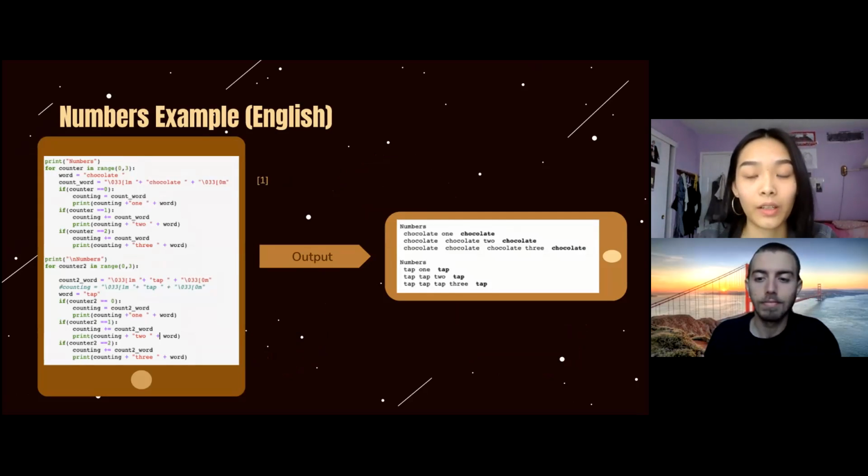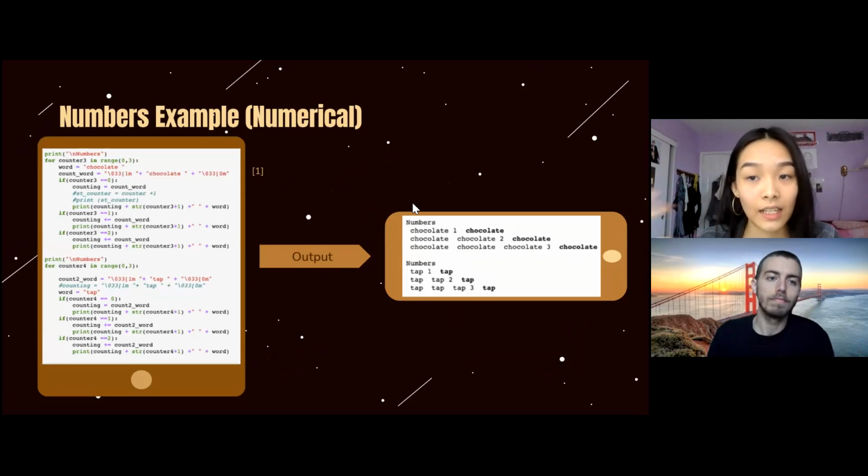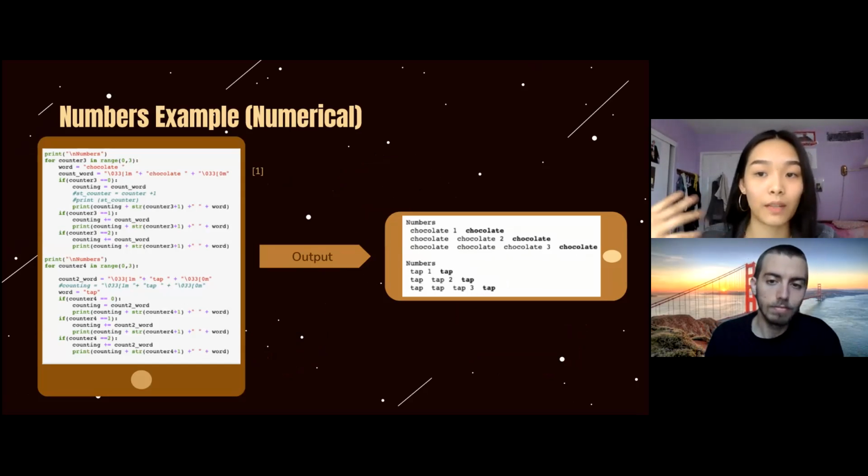So to teach our Martian numbers, we use patterns as seen in this output of our code. The repetition of chocolate illustrates the numerical value as seen in chocolate 1. And the last word of chocolate on each sentence helps the alien learn about units. And then here we have the same concept, but just using numerical values and symbols instead of English.